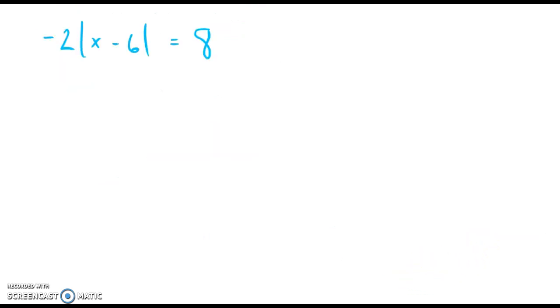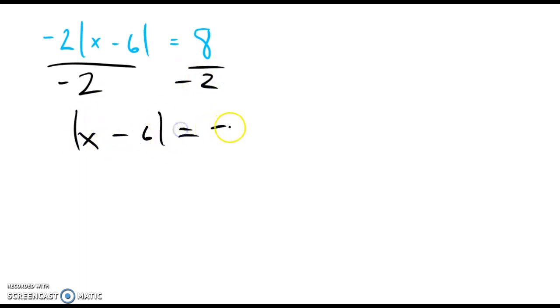This next one, again, get rid of everything that's not in the absolute value sign first. So we're going to divide negative 2 on both sides. Sorry about that. Divide negative 2. And what happens is we wind up getting the absolute value of x minus 6 is equal to negative 4.